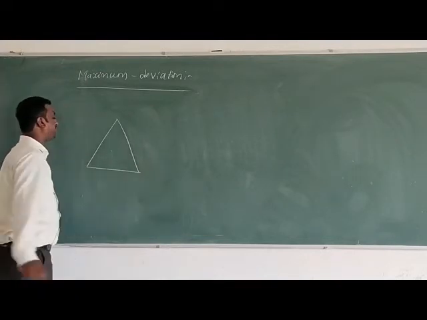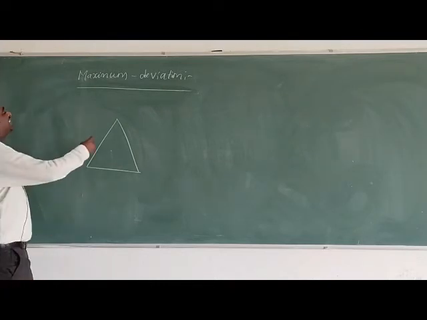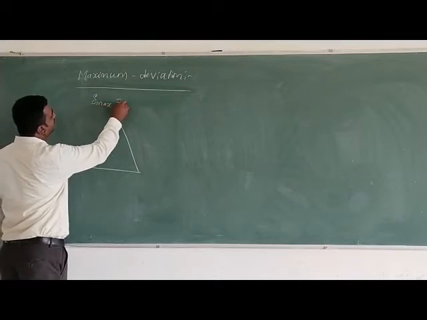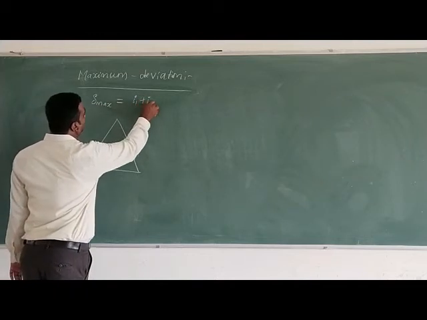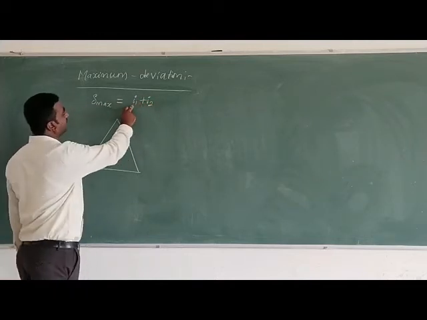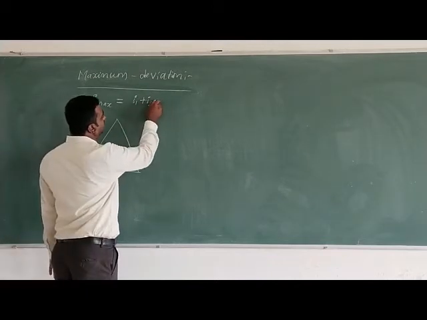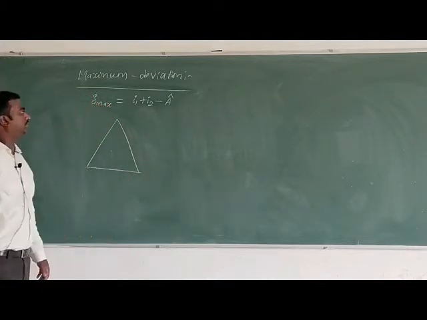the principal section of this prism. Here, to obtain the maximum deviation, look at the deviation formula. What is the maximum deviation? D maximum is equal to, what is the formula we have? I1 plus I2. I1 is the incident light ray, I2 is the emergent light ray. So I1 plus I2 minus the angle of the prism A.